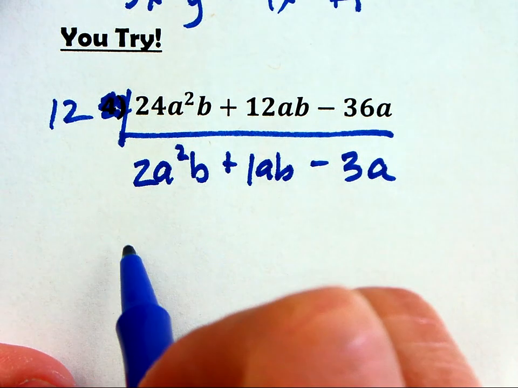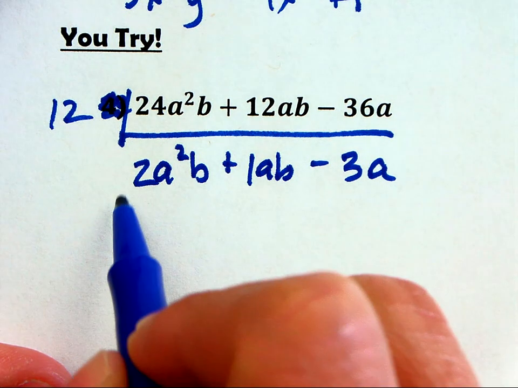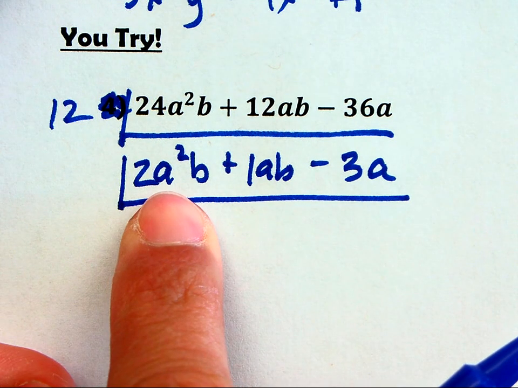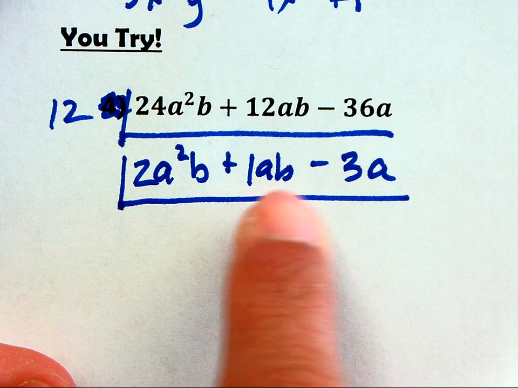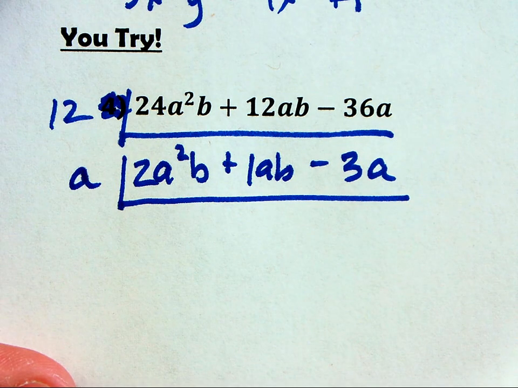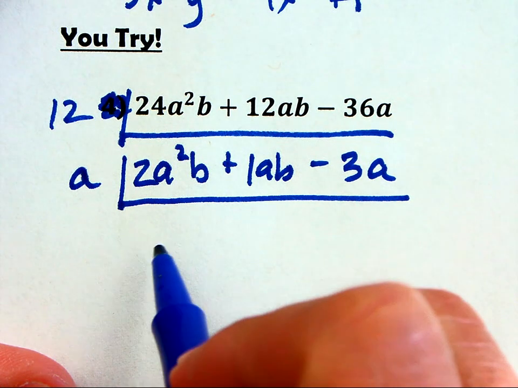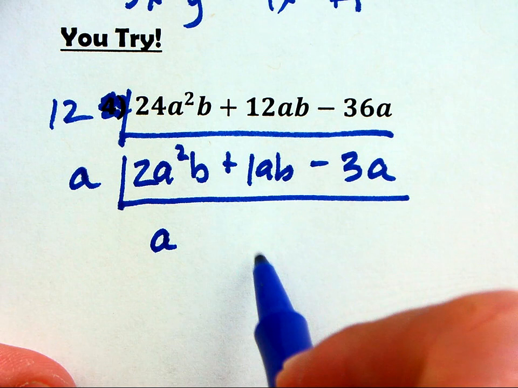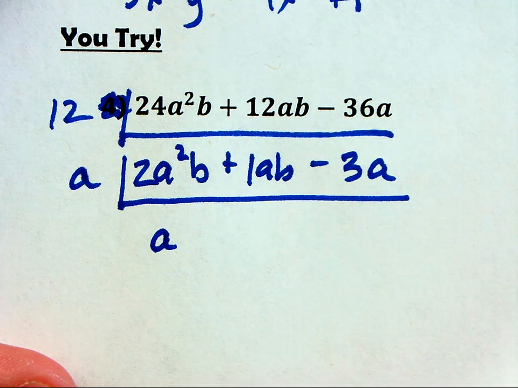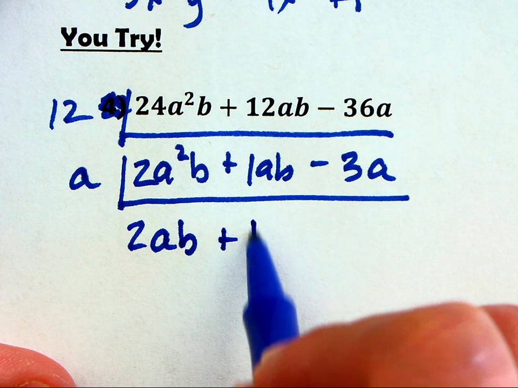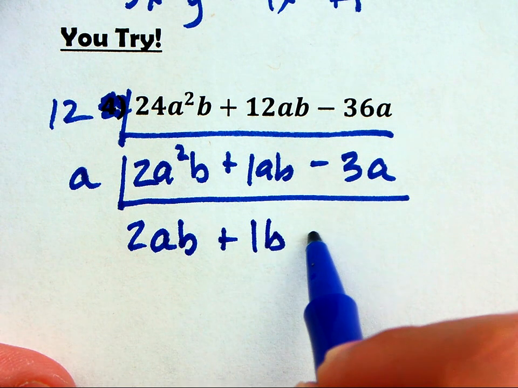Now we'll look at powers of a. This is a second power of a. This has a first power of a. And this has a first power of a. So they all contain at least a power of a. Divide that out. So this will be a to the first power. This won't have an a anymore, and this won't have an a anymore. So we're going to have 2ab plus 1b minus 3.